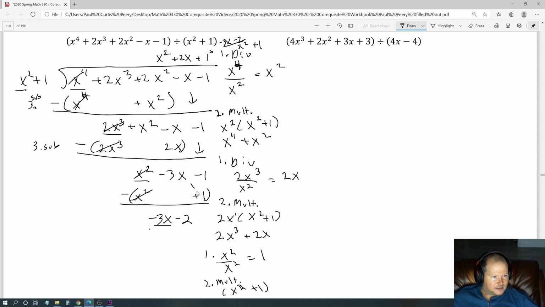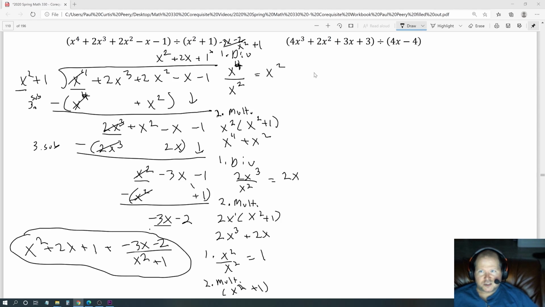So the entire answer, let me clarify that, is x squared plus 2x plus 1 plus negative 3x minus 2 all over x squared plus 1. And this entire thing here is the answer. All right, so let's try this next one over here.